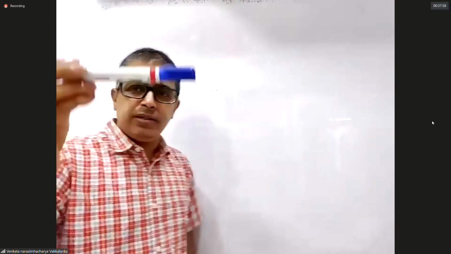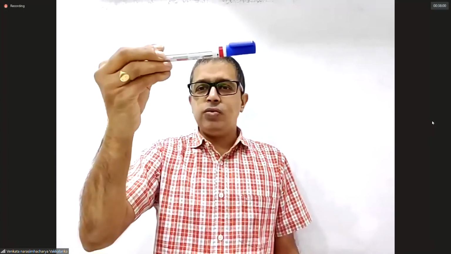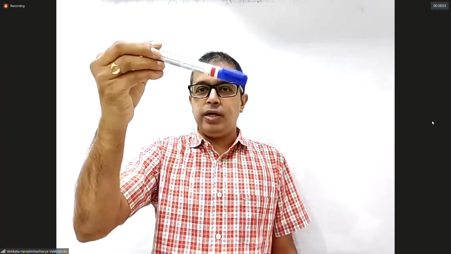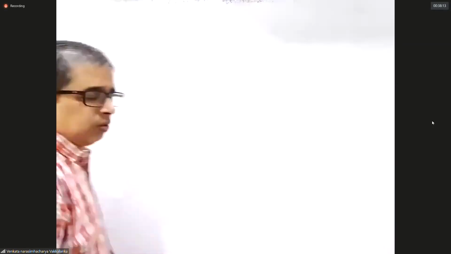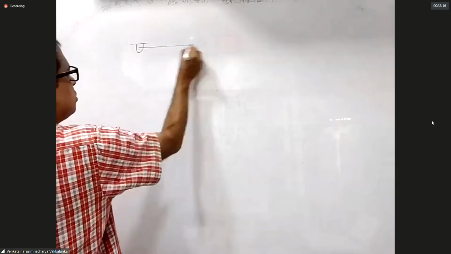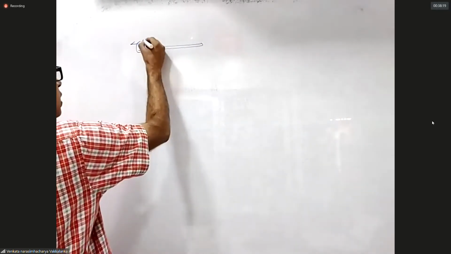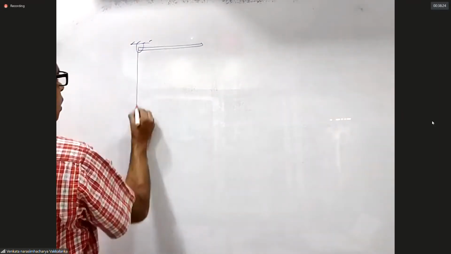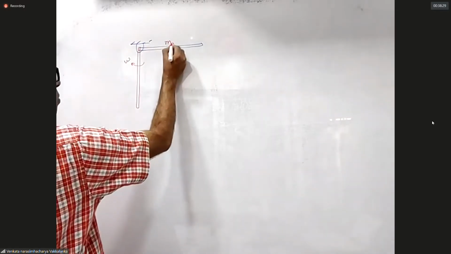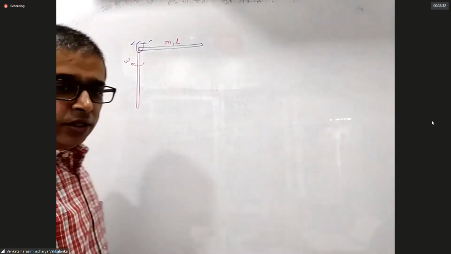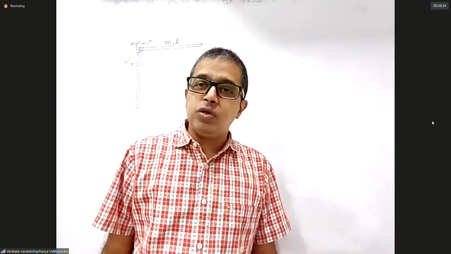Now just imagine a thin rod hinged this way is released from the horizontal position. It will come to the vertical position. Please observe. A thin rod released from the horizontal position this way, it will come to the vertical position. I am interested in the omega of the rod. Mass of the rod is m, length of the rod is l. Find the omega when it comes to the lowermost point.